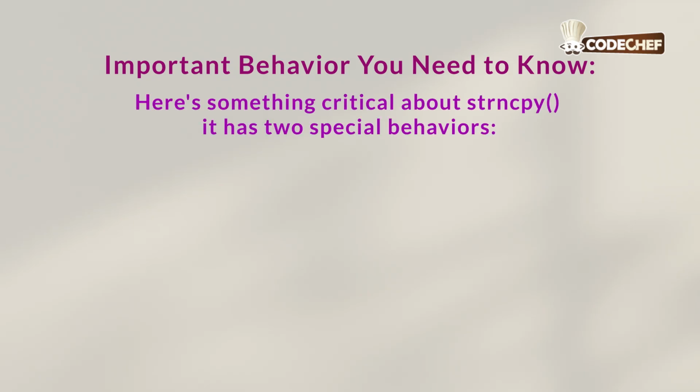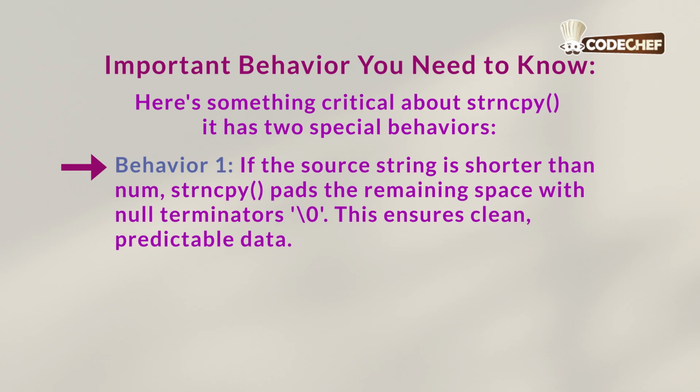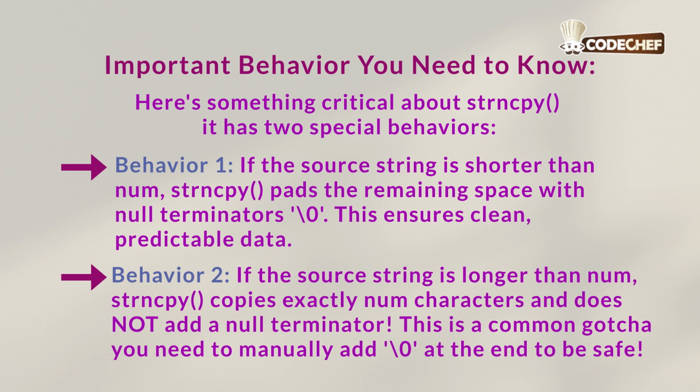Important behavior that you need to know. Here's something critical about strncpy. It has two special behaviors. Behavior 1 is if the source string is shorter than number, strncpy pads the remaining space with null terminators. This ensures clean, predictable data. And behavior 2 is if the source string is longer than the number, strncpy copies exactly number characters and does not add a null terminator. This is a common pitfall, so you need to manually add a null terminator at the end to be safe.